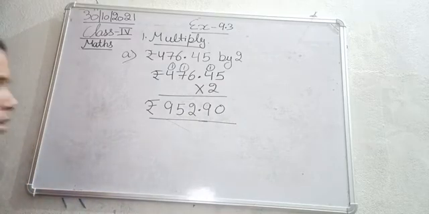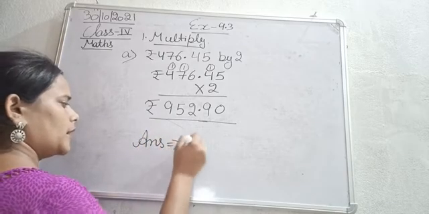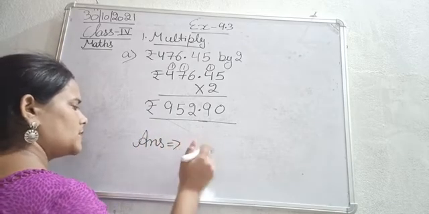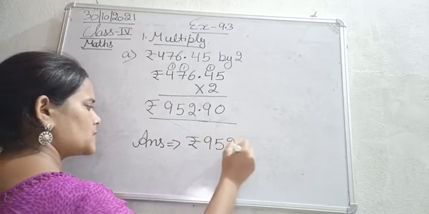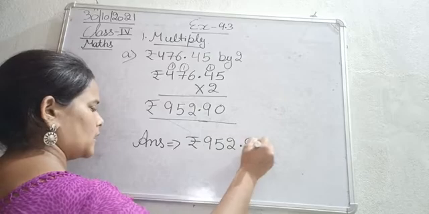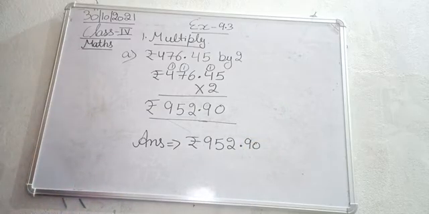And this is your answer. So the answer is 952 rupees and 90 paisa. So 952 rupees and 90 paisa. This is the solution of the A part of question number 1. Okay, so you can pause it here and note it down in your notebooks.